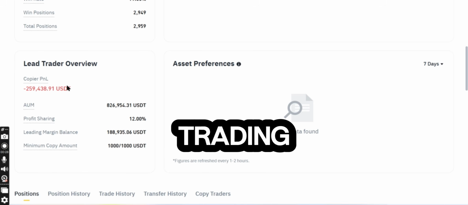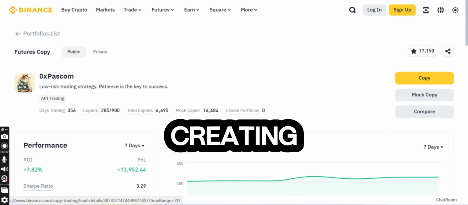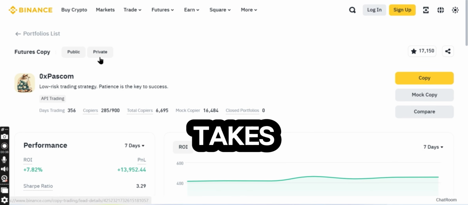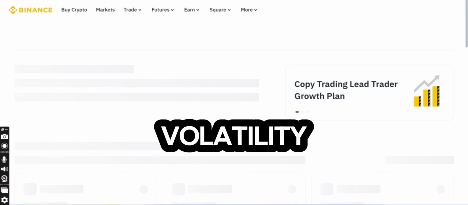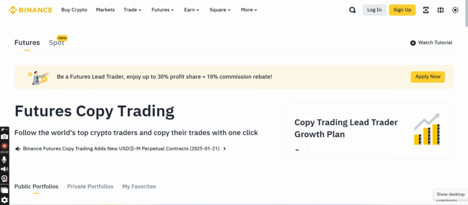What is grid trading? Grid trading is a trading strategy that executes orders at specific price levels, creating a grid of buy and sell orders. This method takes advantage of market volatility by capitalizing on price movements within a defined range.